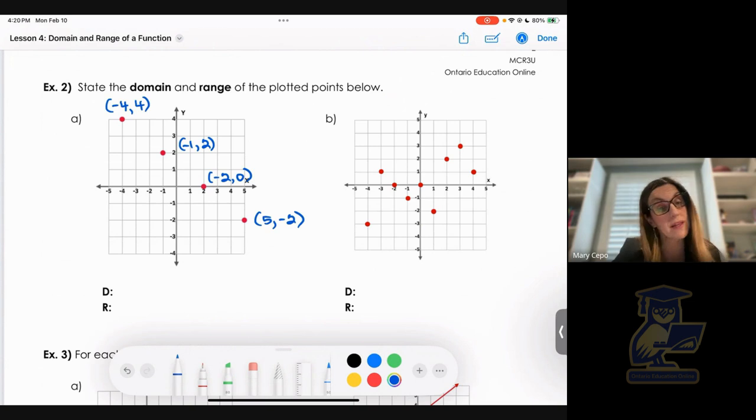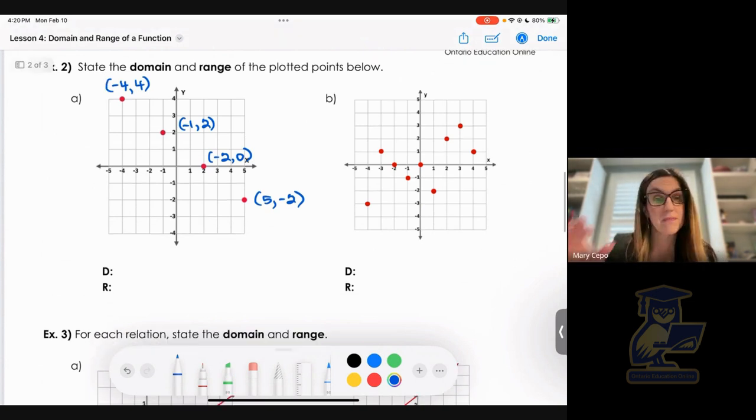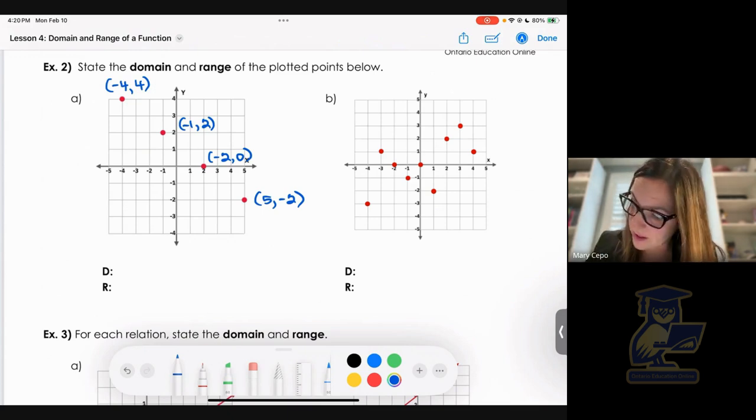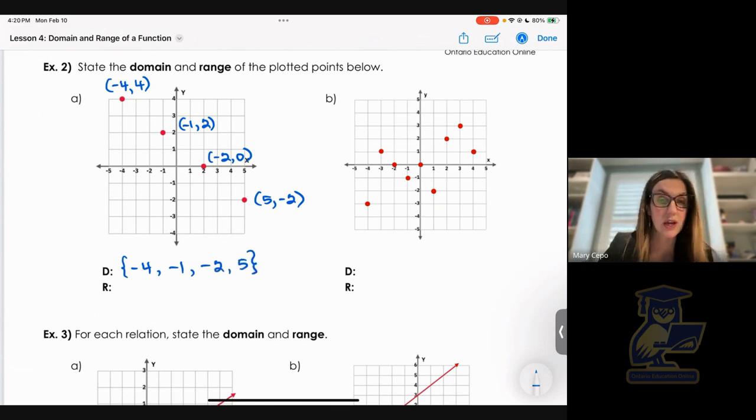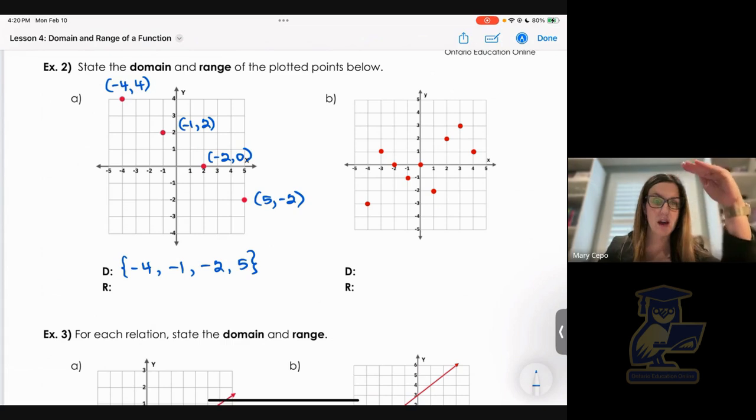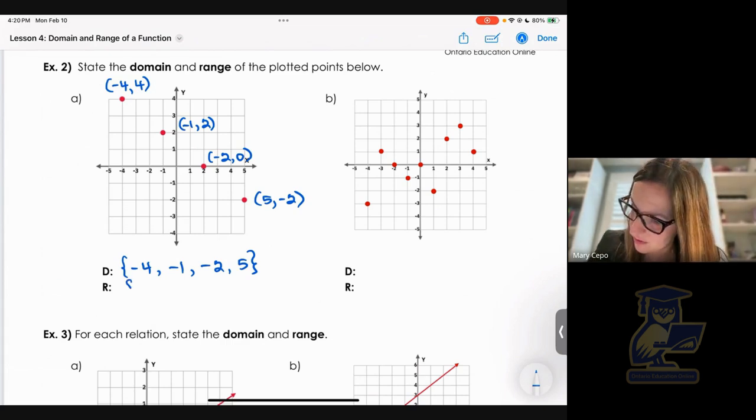Okay, so now it'd be easier to list the domain and range. And again, those specific points are included in this relation. So we have all my possible values for x from left to right. We can say x is -4, -1, -2, and 5. The range, again, lowest to highest. So we start at -2, 0, 2, and 4.